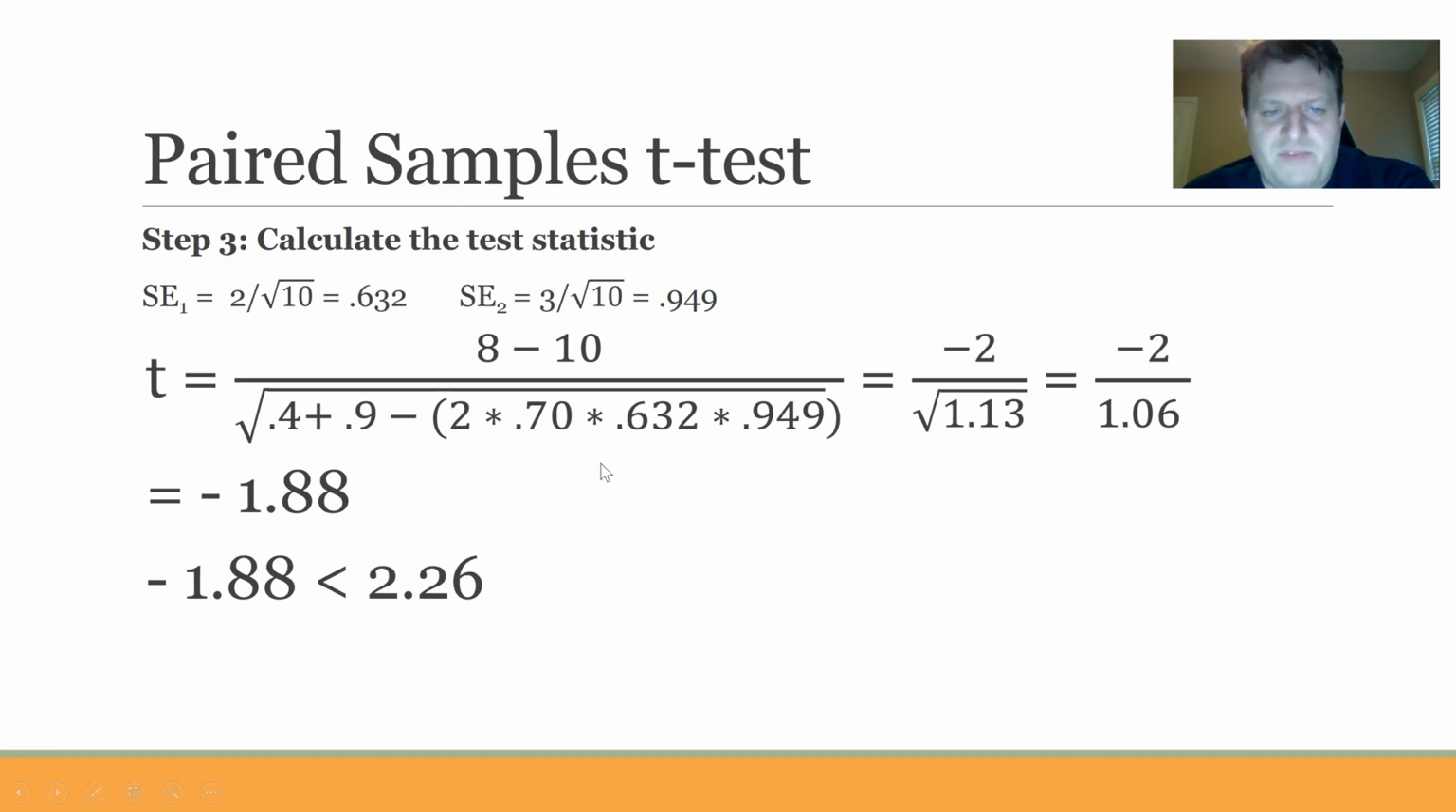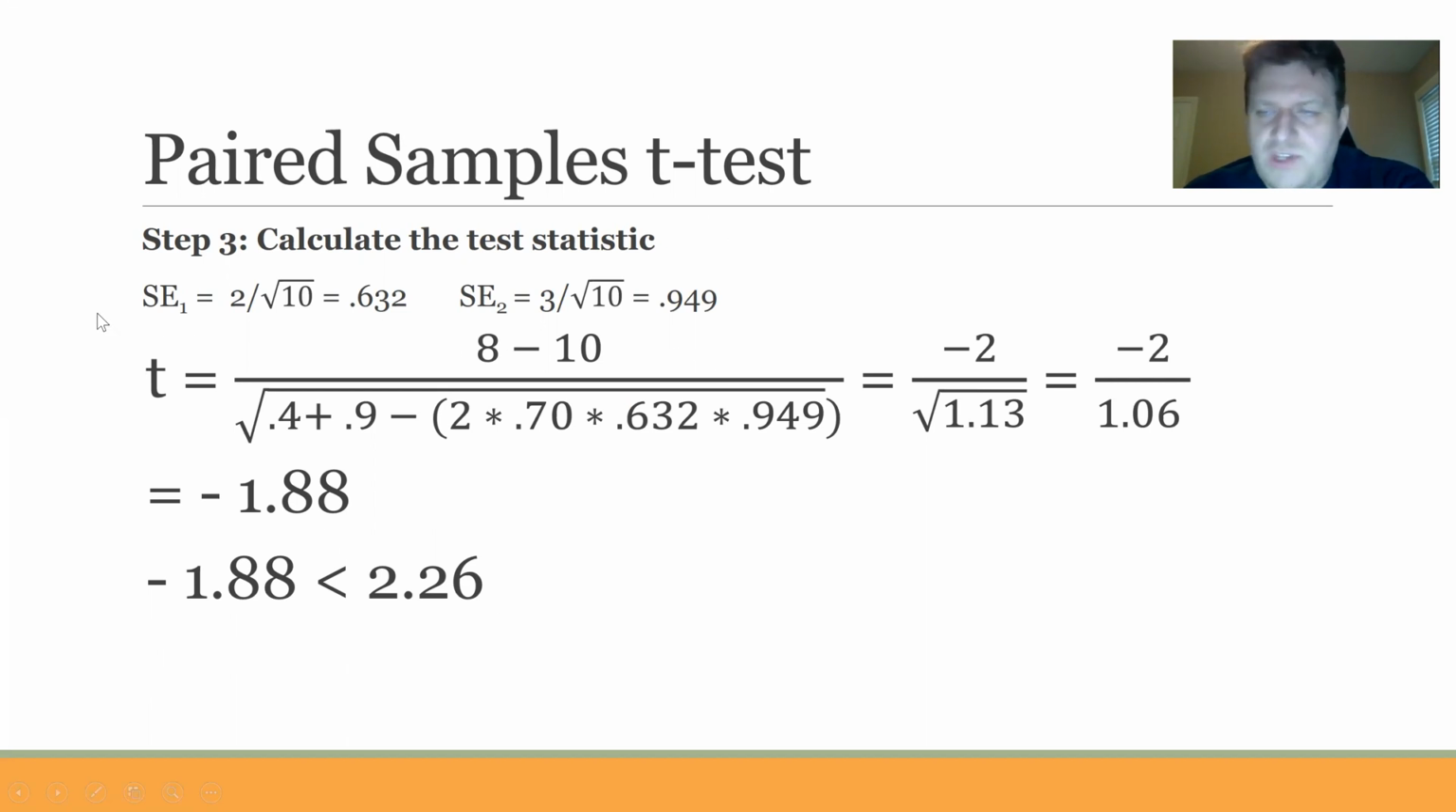Minus 2 times the correlation between the two conditions, which is 0.7, multiplied by the two standard errors. I'm going to do this expression. It ends up being 1.13. I have negative 2 over 1, or the square root of 1.13. And when I finally calculate this out, I have negative 1.228. Since this is less than the critical value, I'm going to retain the null hypothesis.